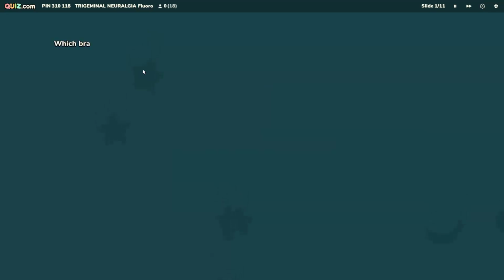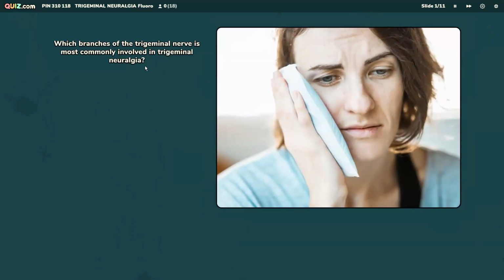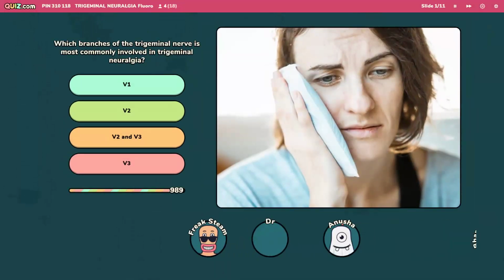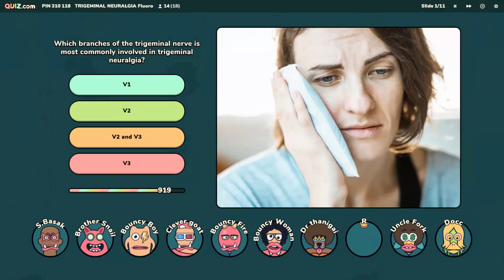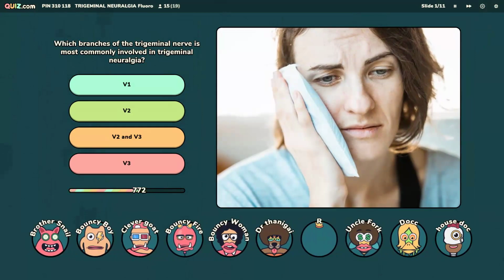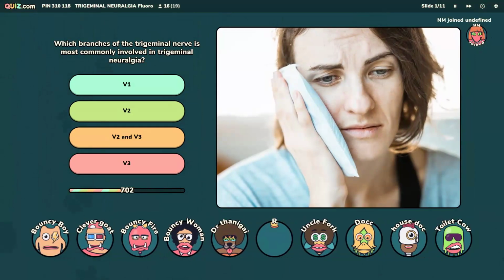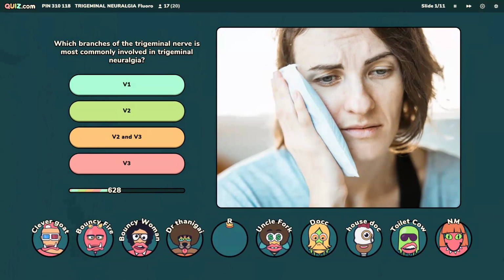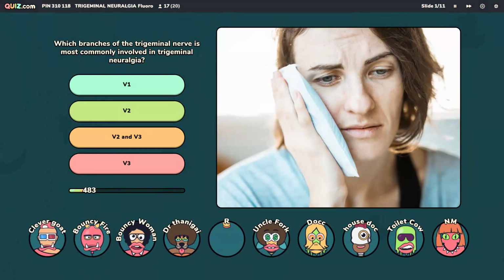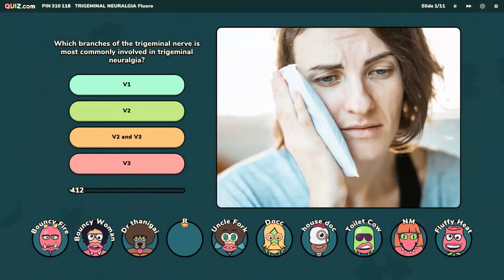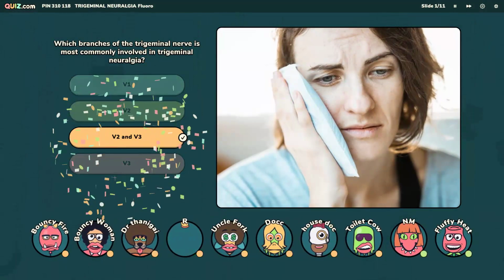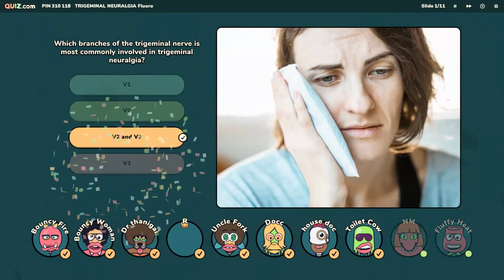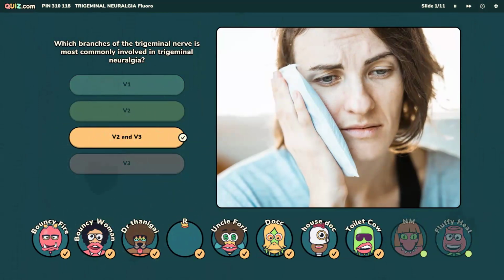Which branches of the trigeminal nerve are most commonly involved in trigeminal neuralgia? V2 and V3.